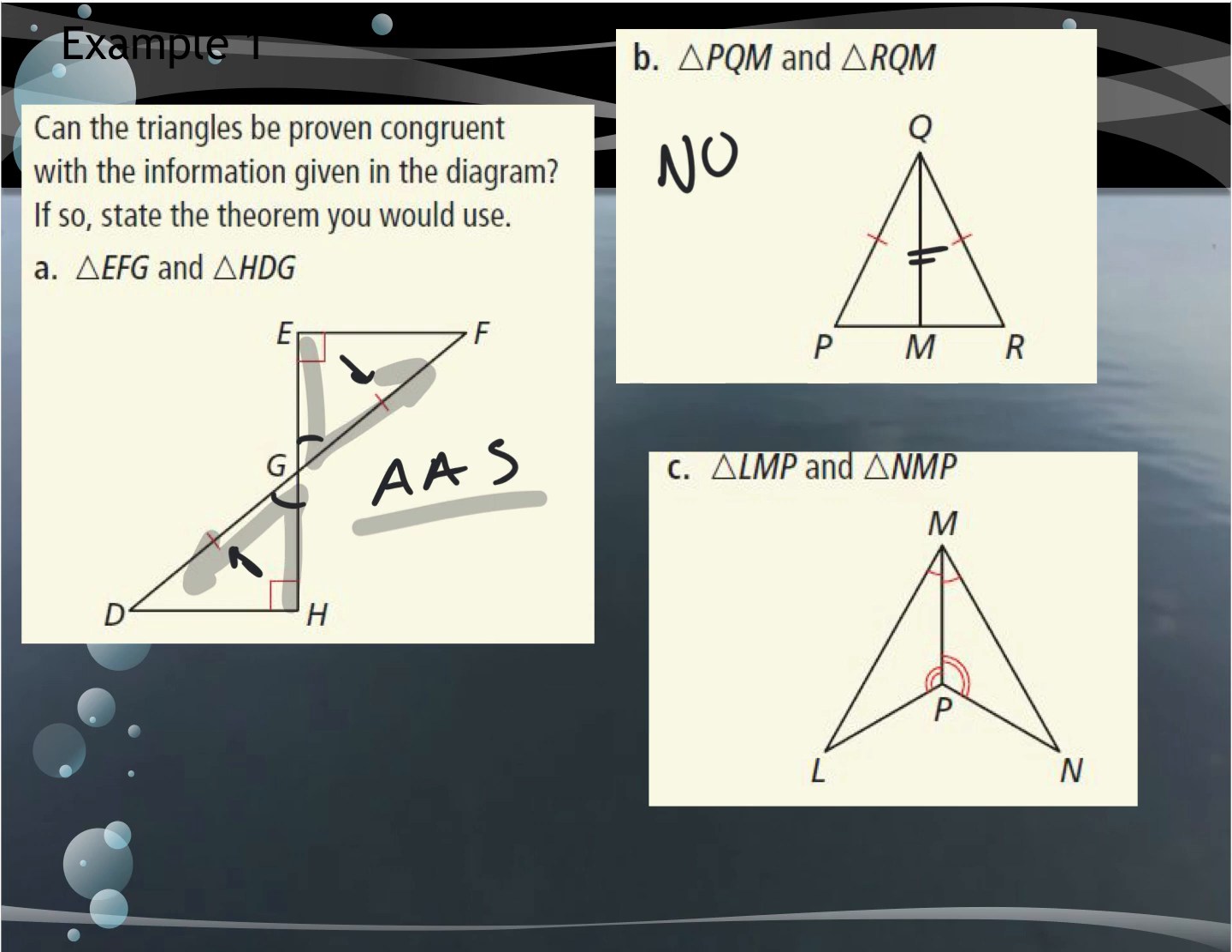Now, for C, we have again that reflexive side line MP that's equal to itself. And they give us the 2 angles on the top and the 2 angles at the bottom. So if we follow the order, we have angle, side, angle, so ASA. And that is one of the theorems that we have learned. So it is congruent by the ASA theorem.